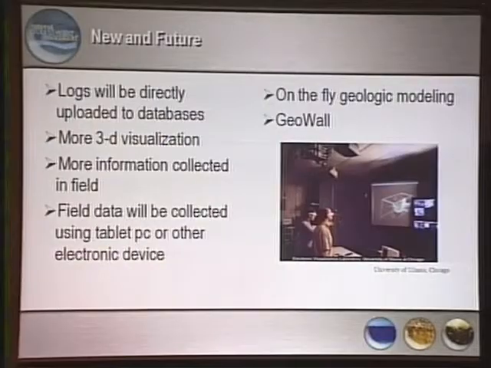The other thing is we're going to be doing more modeling on the fly. If I can do database uploads in the field, I can change that RockWorks model in the field. It doesn't take very long to run it. So I can actually interpret it and make better interpretation in the field. And then, of course, the GeoWall, which is actually pretty inexpensive, like $3,000 you can build one for a classroom. And it has all free software, so that's the kind of fun thing about it.